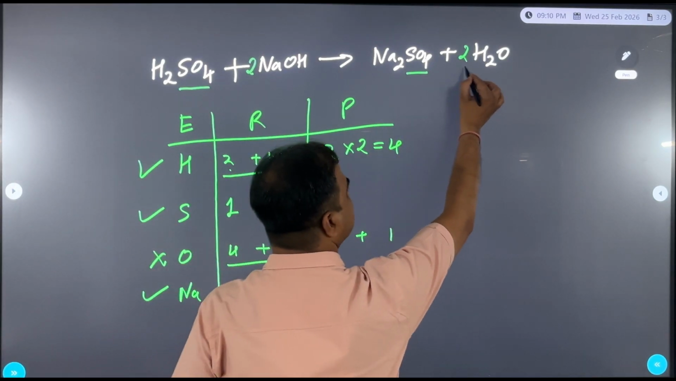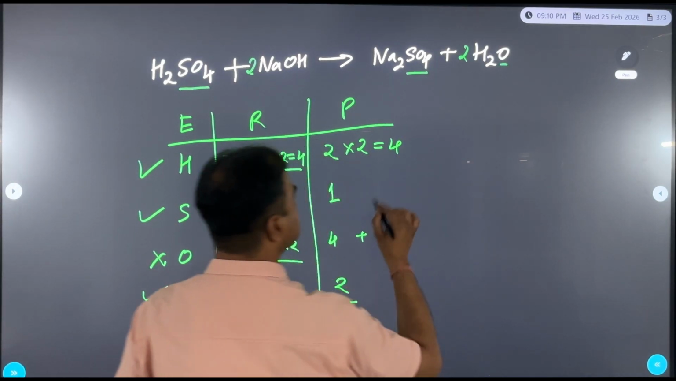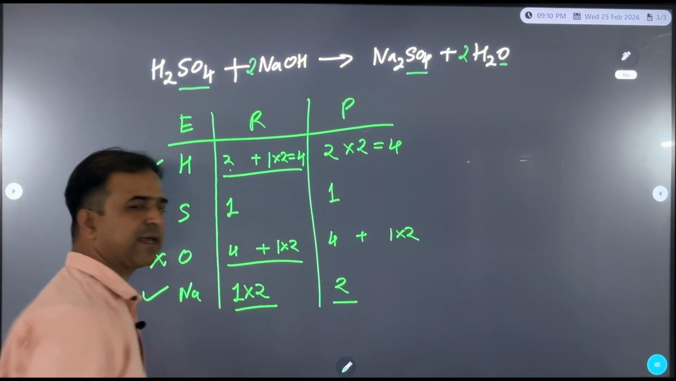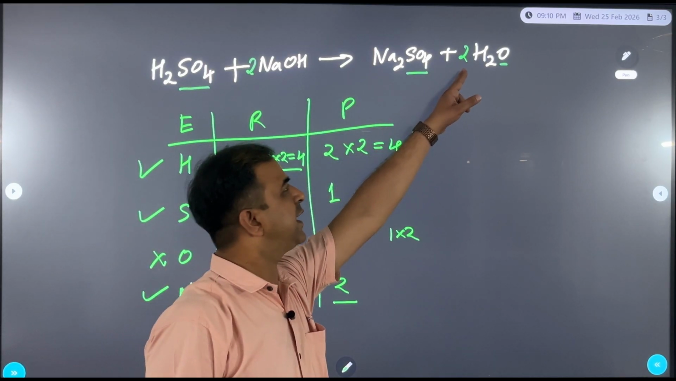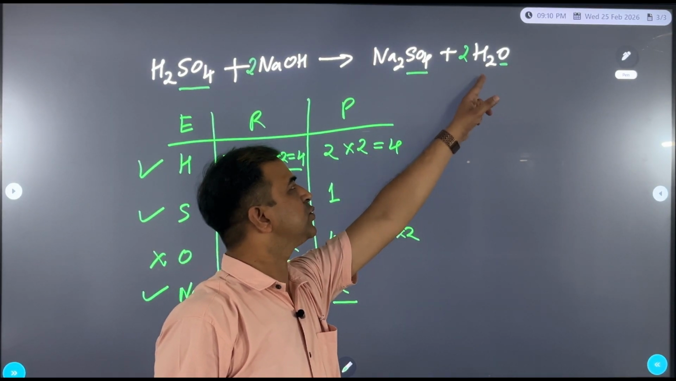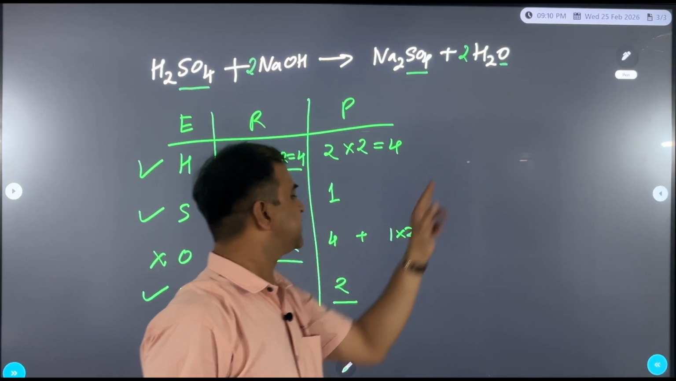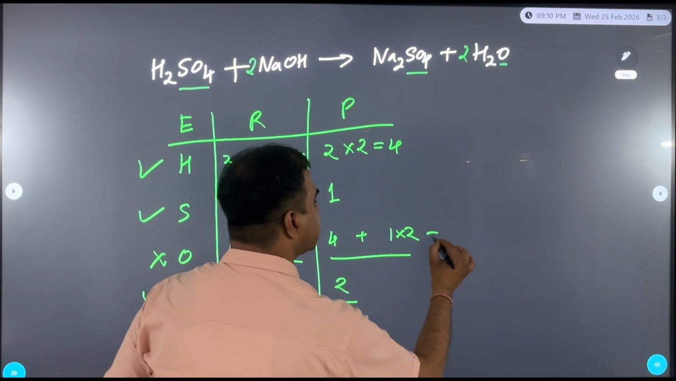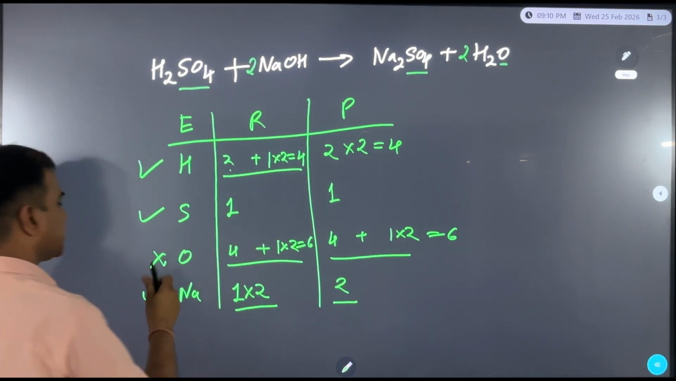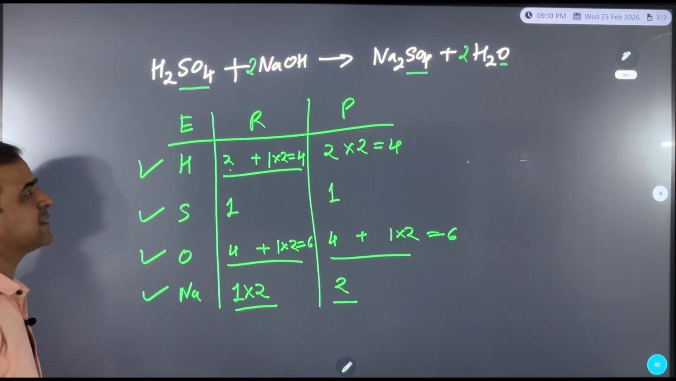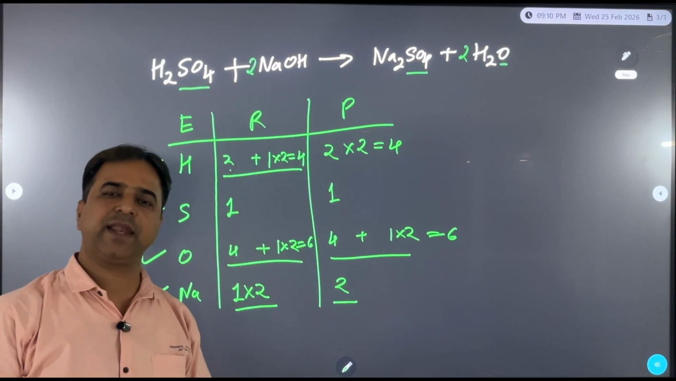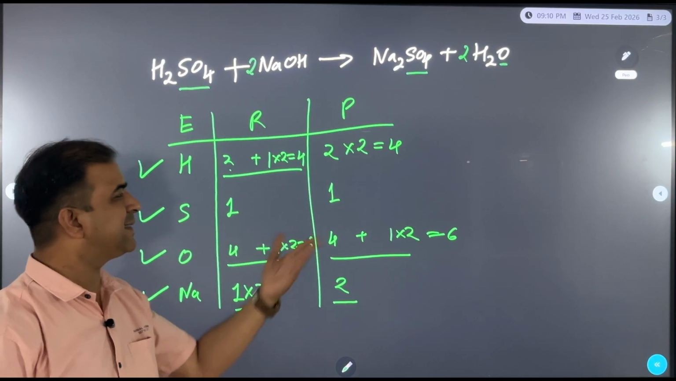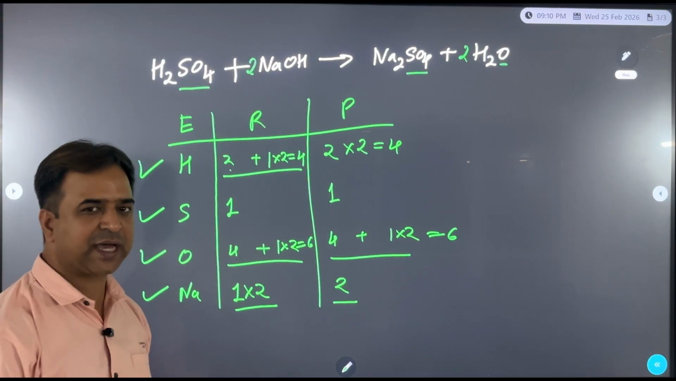Since this 2 is kept here, it is giving 2 for oxygen also. So now at oxygen level also I will keep 2. You can see when I keep this 2, it is making hydrogen 2 2s are 4, as well as oxygen is also 2 times. Now check whether it is balanced or not. Yes, this has also become 6. So your oxygen is also balanced. This is how you balance a chemical equation. You can practice many more such chemical equations. Okay, and at the end we will see the hit and trial method.